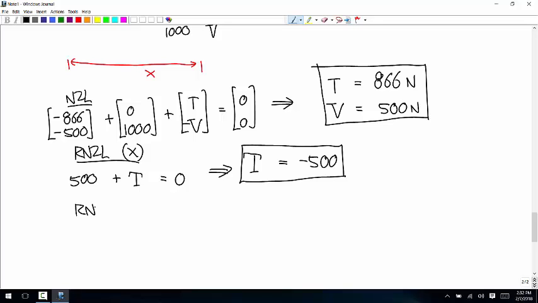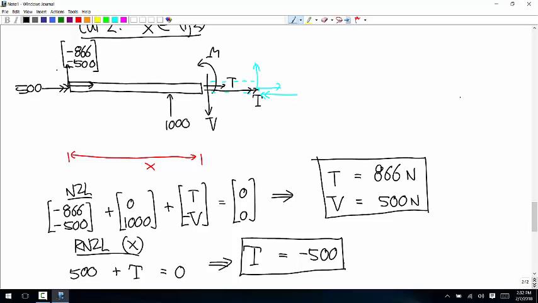And then the moment equation about the z-axis. There's no moment produced by these on the left end. There is a moment produced by this 1,000. So what's the moment arm here? That's 1. No matter where x is, that doesn't change where that 1,000 acts. So this could be here, here, here, but it's still 1 meter from there to there. So the moment arm is 1.